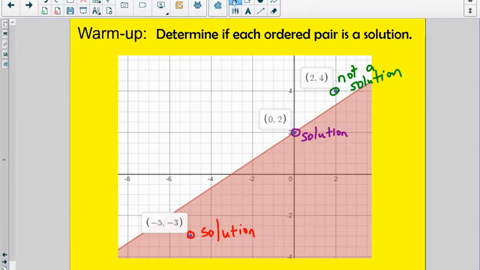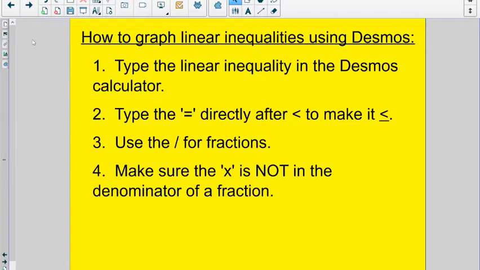We're going to continue to build off of that today, but what we're going to do is take the time to graph the linear inequality to make it look like this using Desmos. So I'm going to show you how to use Desmos, and then you'll get to practice on a few problems. So here's how we graph linear inequalities using Desmos.